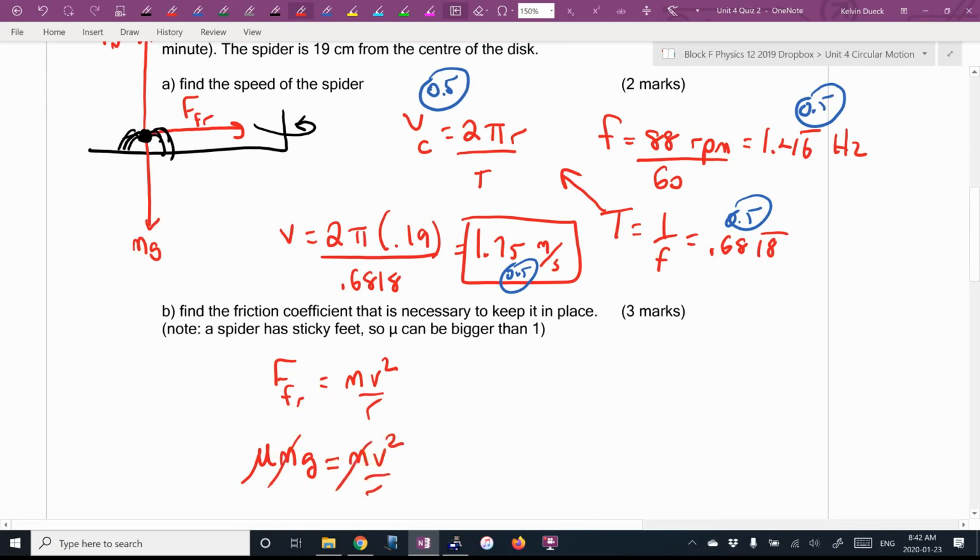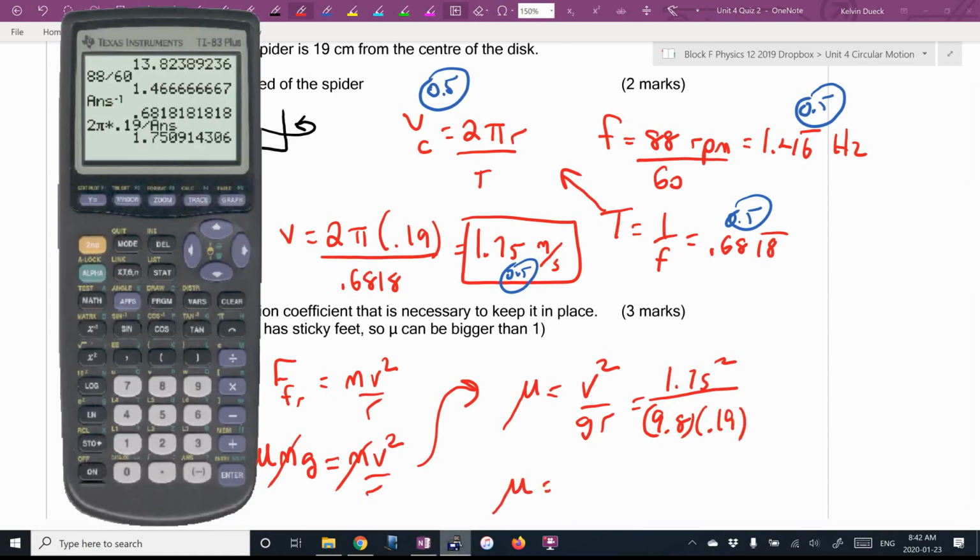Mass cancels. This time they want me to get the mu by itself. So I'm going to get mu equals v squared over g. It's going to be 1.75 squared, answer button squared, all over 9.8 times 0.19. This number squared all over 9.8 times 0.19. And I get a coefficient of friction of 1.65, which I said, you know what, spiders have sticky feet, so it can be bigger than 1.